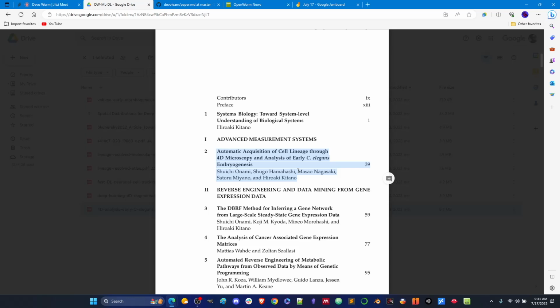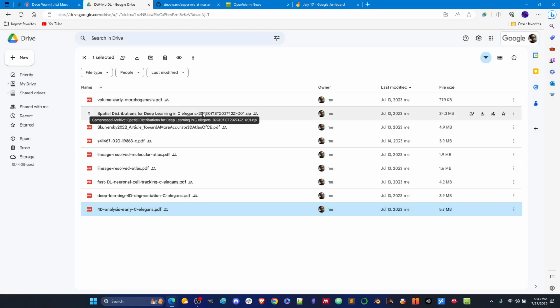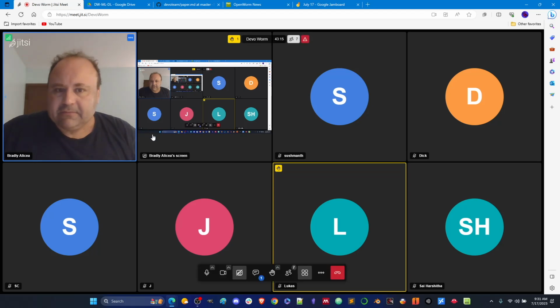And this is a problem because we have the labels for the cells, but attaching those labels to the cells in images that are collected at different points in time, and then reconstructing all that, is kind of a hard problem for someone who's just starting out, or doesn't know a lot about C. elegans. So there are maybe some pointers in this article here, chapter 2 in this book. And then there's this zip file of spatial distributions for deep learning. I don't know how many papers are in this, but that's another thing you might want to check out. There are a bunch of papers in there that you'll find useful.